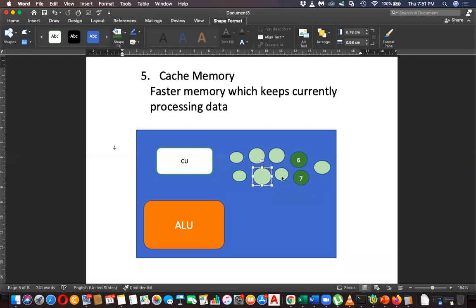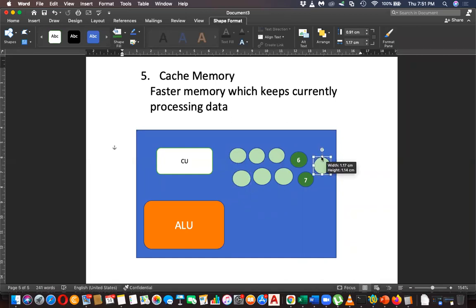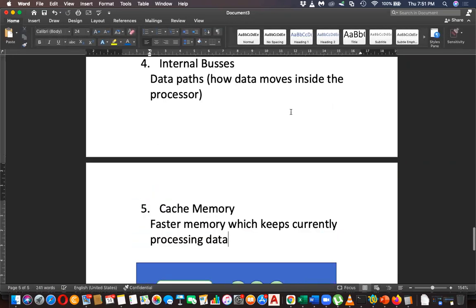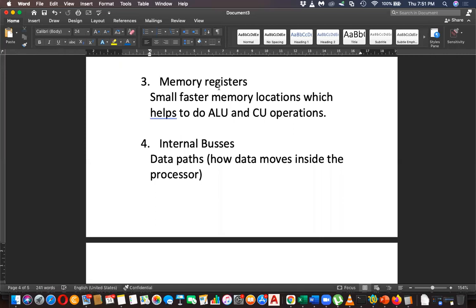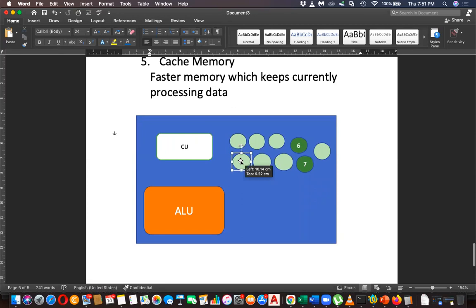Memory registers. Yes, memory registers. Sir, how do we mark it? I mean, we drew CU and wrote CU, we drew ALU and wrote ALU. But how do we mark this? Is there any short name? No short name. Those are just registers. Yes, memory registers or registers, whatever. So these are the memory registers.